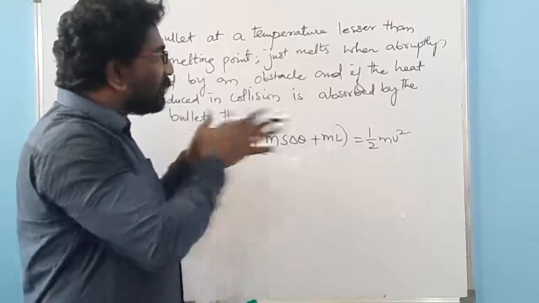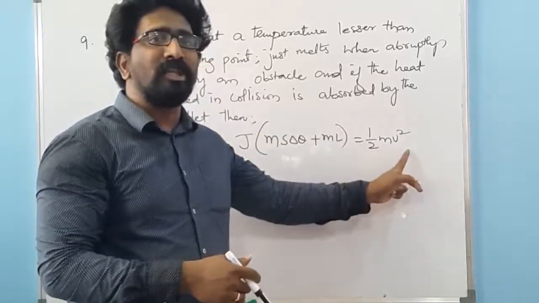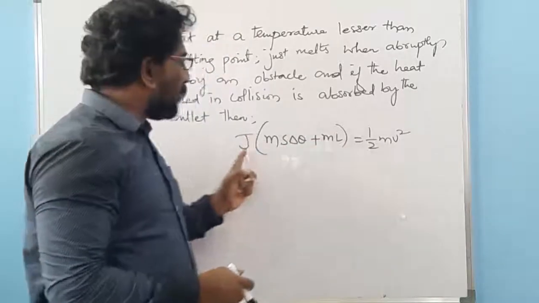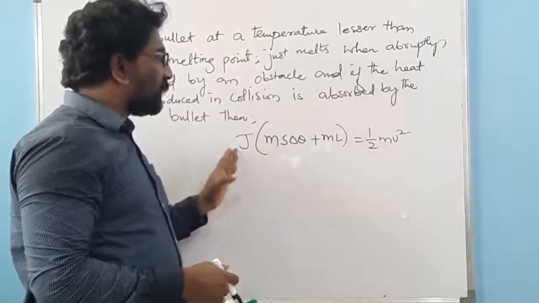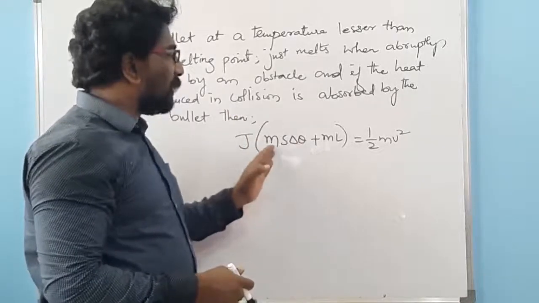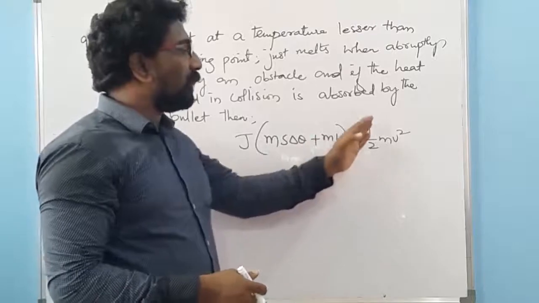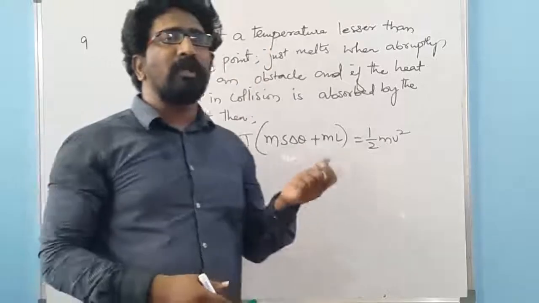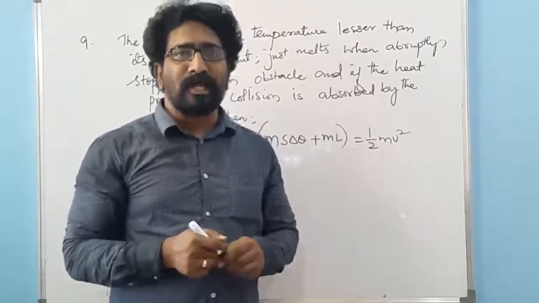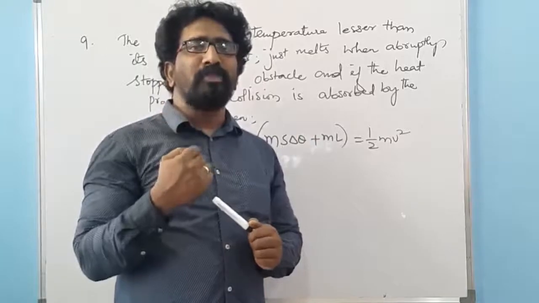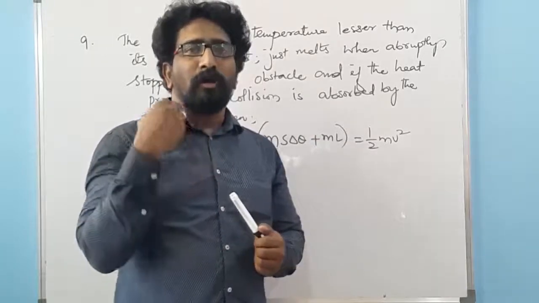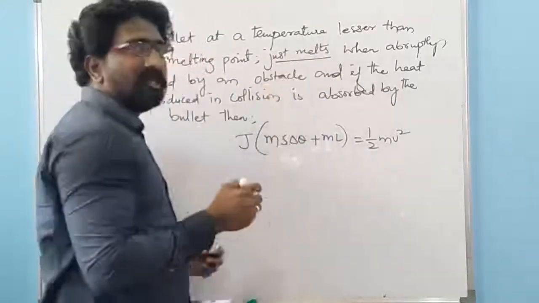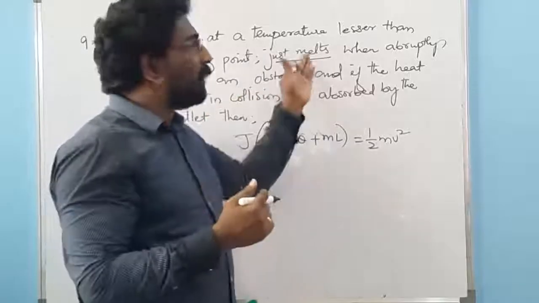See now. If a bullet is traveling, it is going with some kinetic energy, which is given as half mv square. The formula for this will be J times of ms delta theta plus ml is equal to half mv square. Why has this term ml come? Because we know the bullet will be in solid form. Whenever it strikes an obstacle, it absorbs the heat and is converted into another form. The bullet is melting, which means its form is changing.